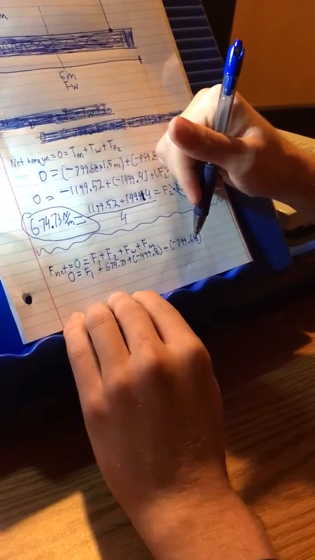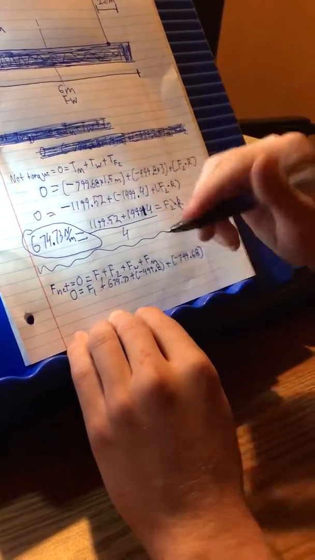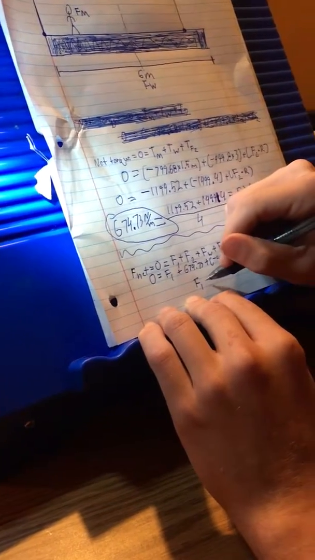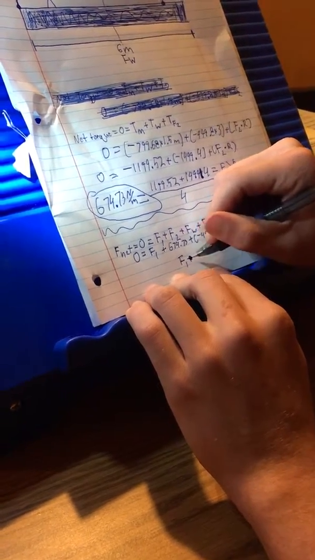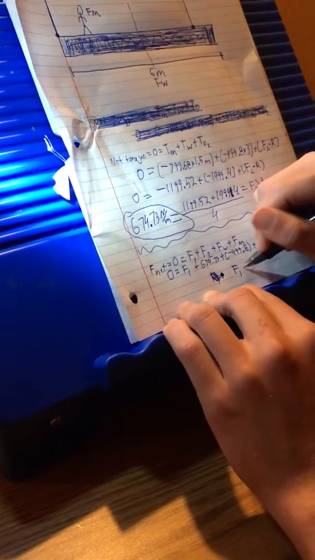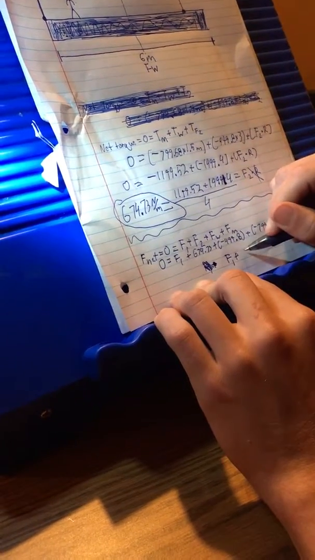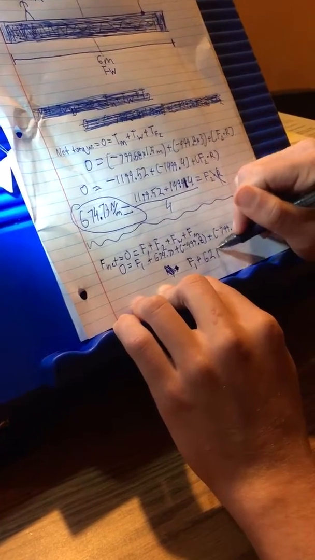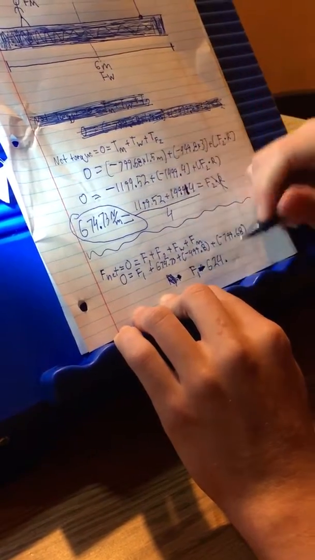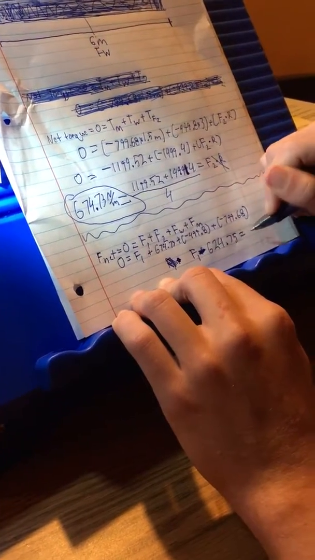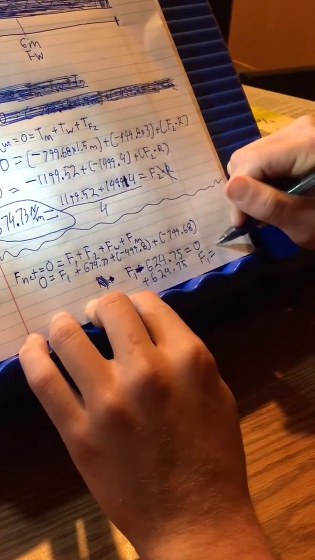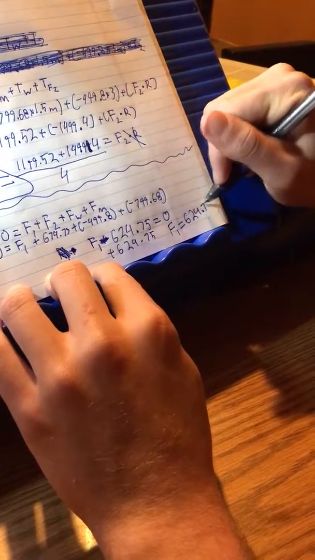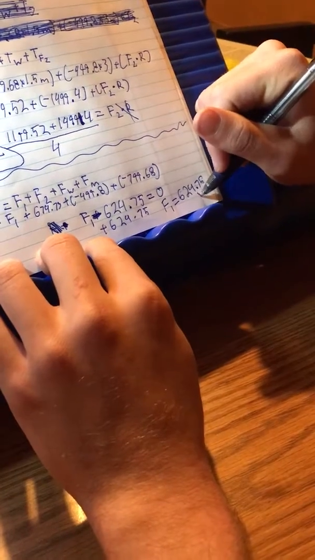So using this, we can do simple algebra. Once we combine like terms, we get F1 minus 624.75 equals 0. So we'll add 624.75 to this side, and then our F1 equals 624.75 newtons.